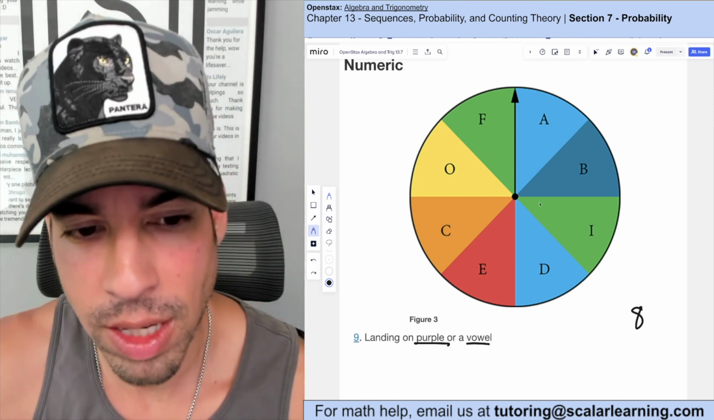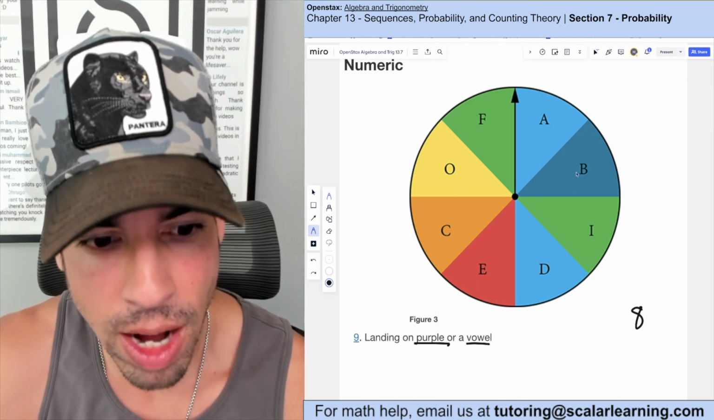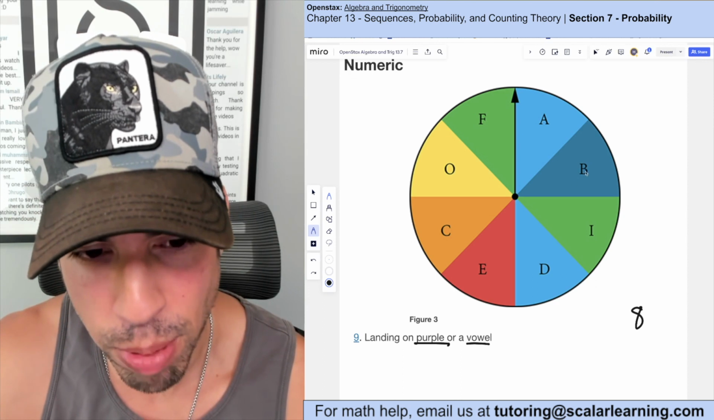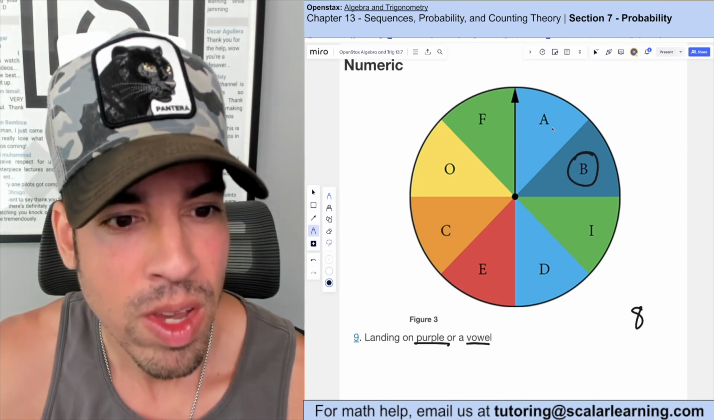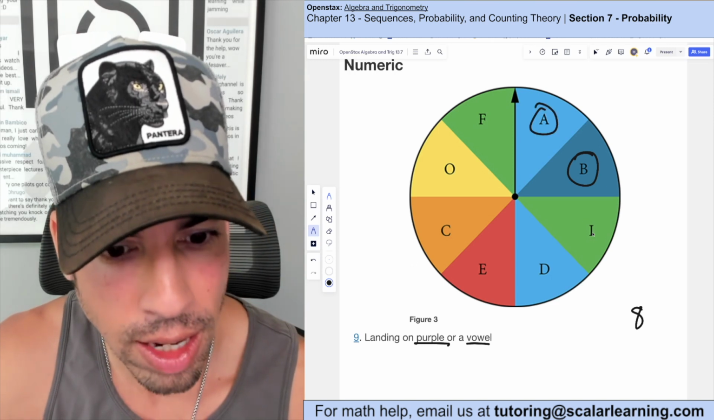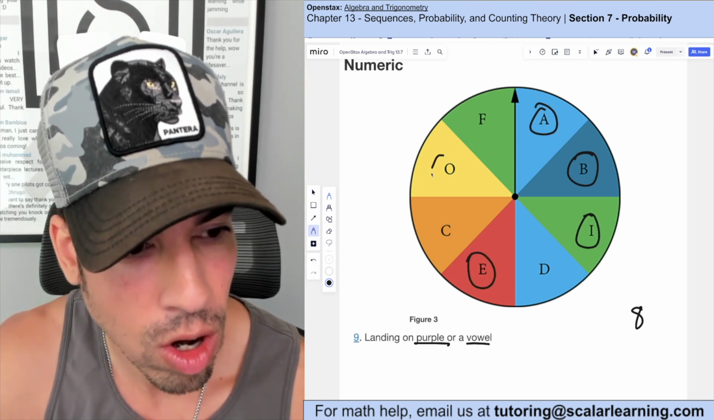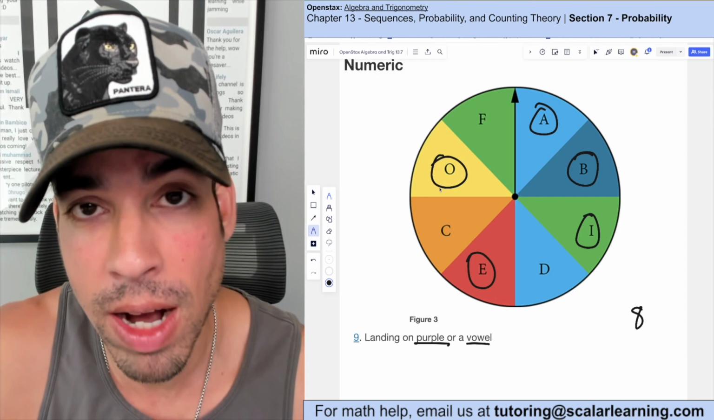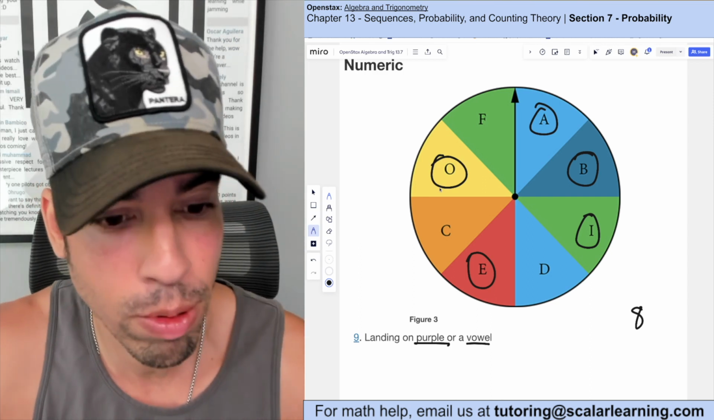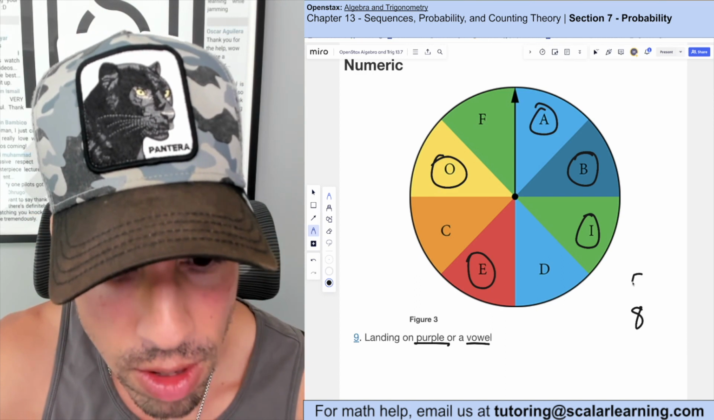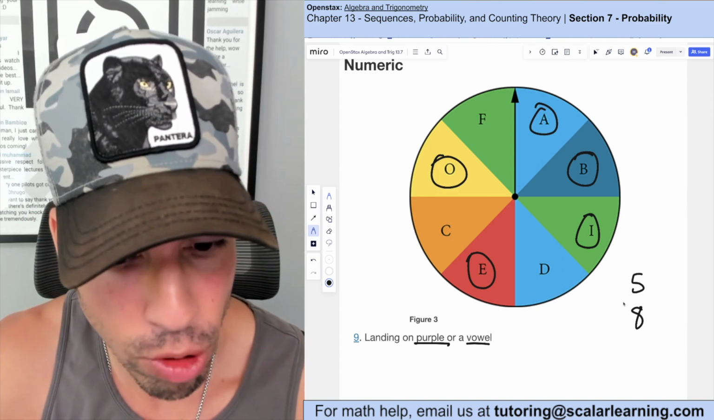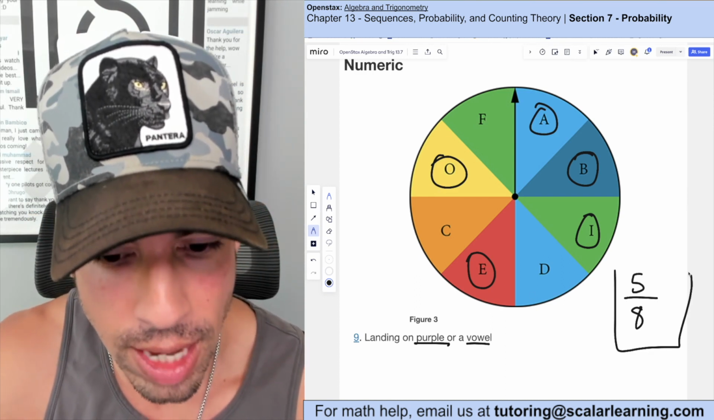So looking at this, we're going to count up everything that's purple or a vowel. I think this is supposed to be purple. It's hard for me to tell, but let's say B is a purple one. And then we've also got the vowels A, I, E, O. So when we say purple or a vowel, we can get either a vowel or purple, so we combine them all into one big set. How many choices do we have there? 5. So my chances of getting purple or a vowel are 5 out of 8. That's how you do it.